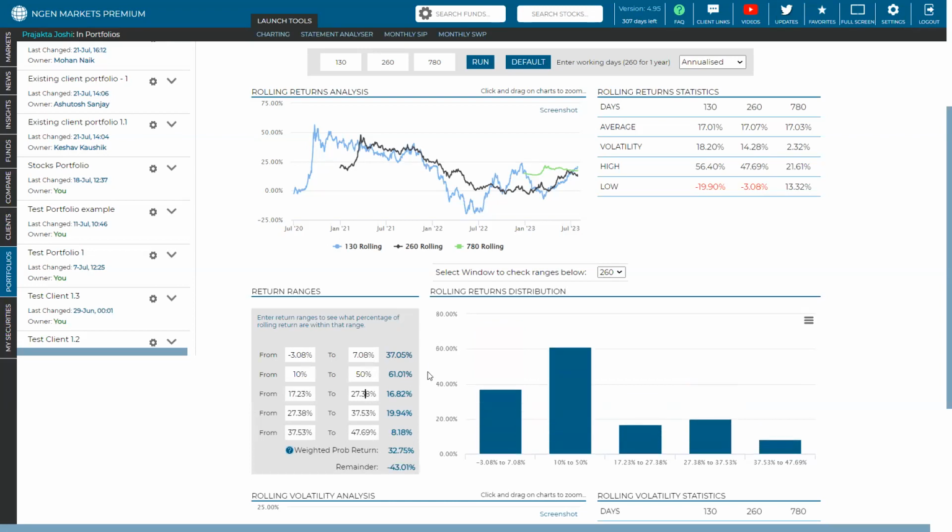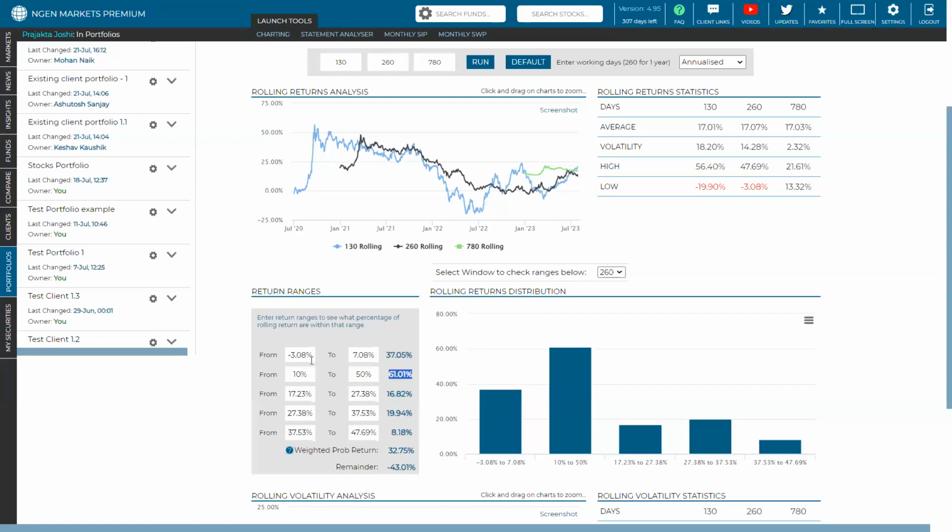And you will actually see that this portfolio of the client meets the client's target return range 61% of the times, right? So it gives return between 10 to 50%, which is the client's target return range, 61% of the times. That's definitely a good probability for a portfolio to generate target return range, right? And you can definitely create a series.